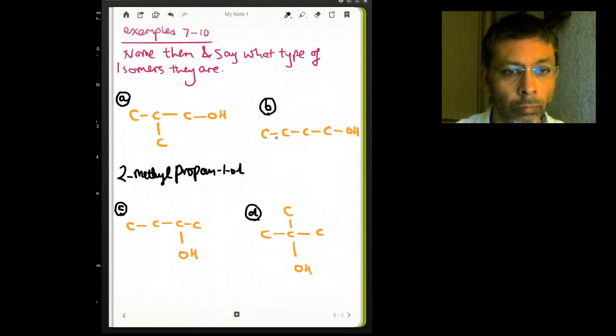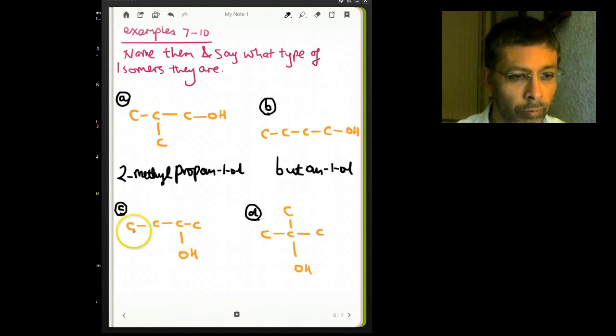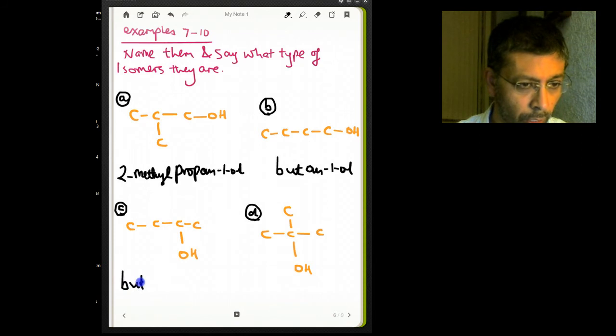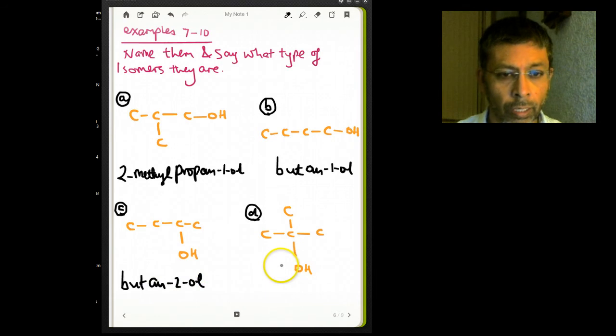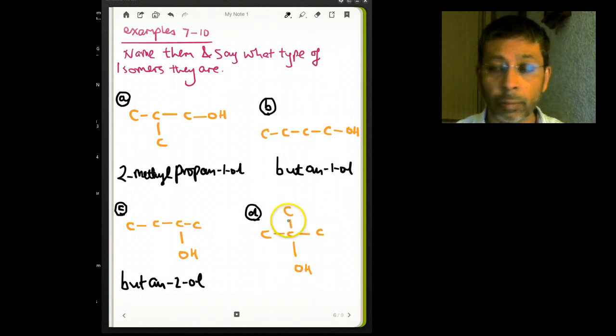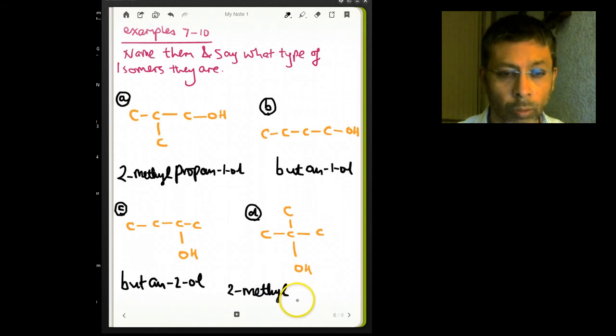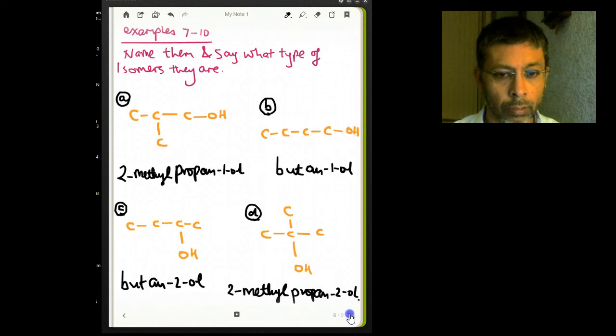This one, 1, 2, 3, 4. Butan-1-ol. This one over here, 1, 2, 3, 4. Longest chain is 4, so it's but, and the OH is on the second carbon, so it's going to be butan-2-ol. And this one here, right, longest chain is 1, 2, 3. You can go this way. Longest chain is 3 carbons, so it's prop. The OH is on the second carbon, and so is a methyl group. So we've got 2-methyl, and then propan-2-ol. There we are. Right, let's go to the next one.